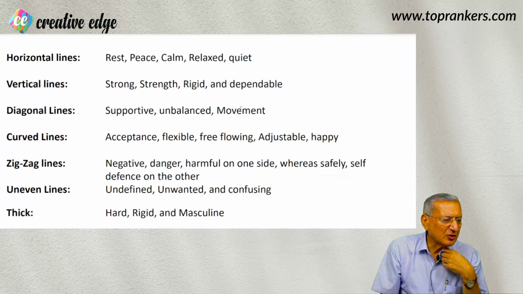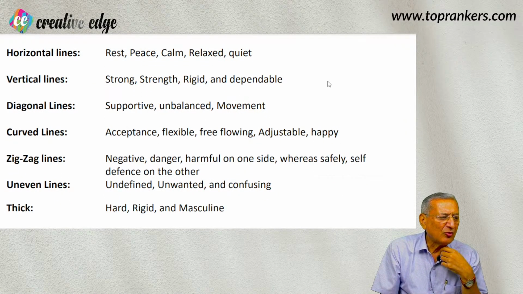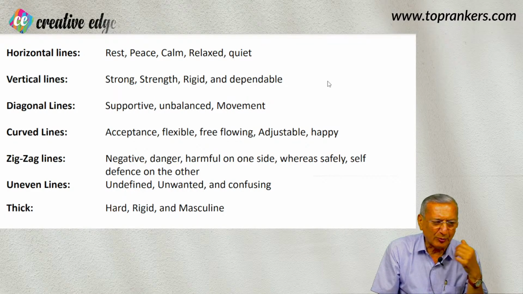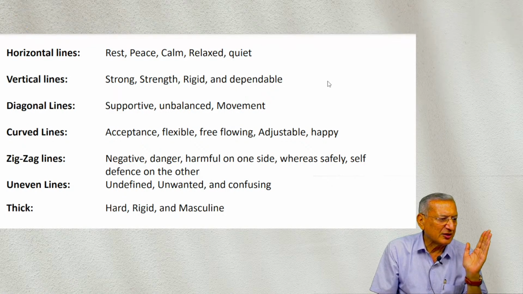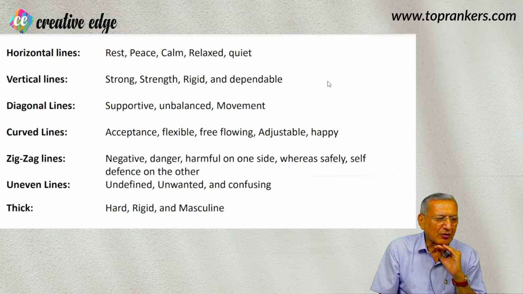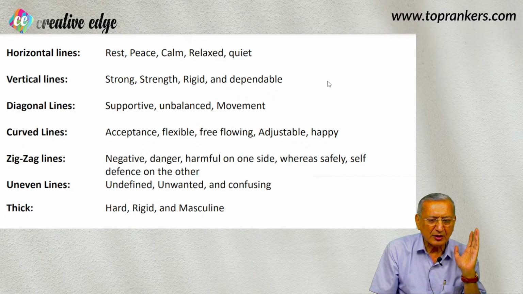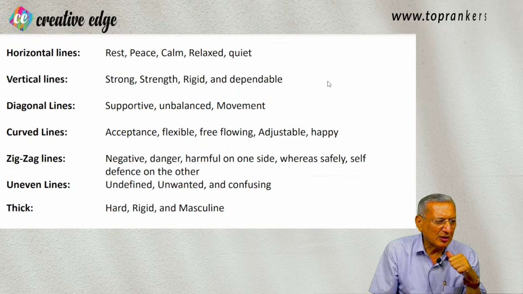These are the qualities you can really rely on while depicting. For example, I am just talking about lines right now. Horizontal lines, they show rest, peace, calm, relaxed, quiet. Now I have just jotted down what we know about it. Vertical lines, strong, strength, rigid, dependable.